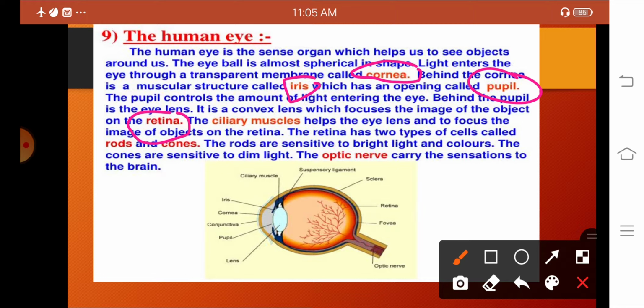See, two types of cells are there in the retina, that is rods and cones. Rods help us in bright light, and cones help us in dim light. The optic nerves carry the sensations to the brain. So all of them help to carry the sensation to the brain.